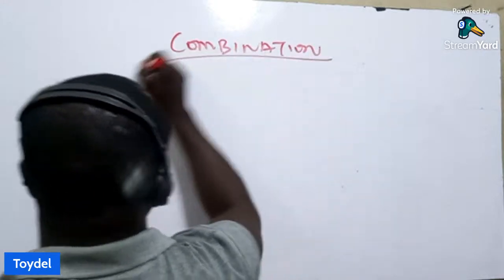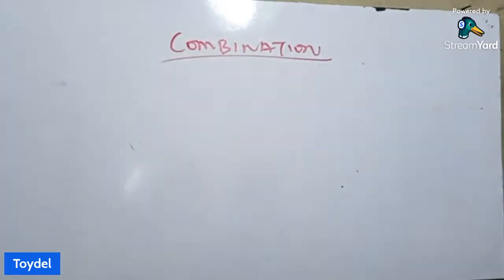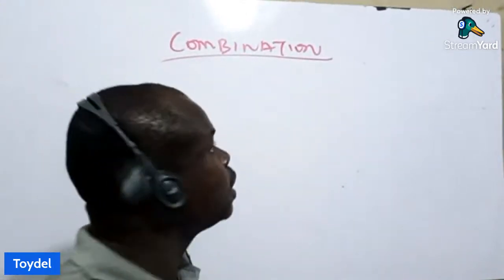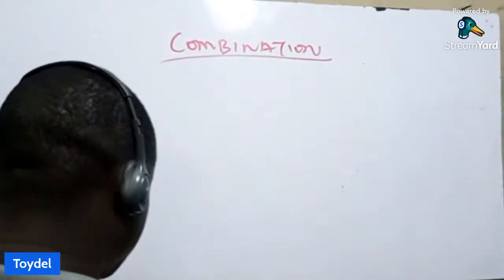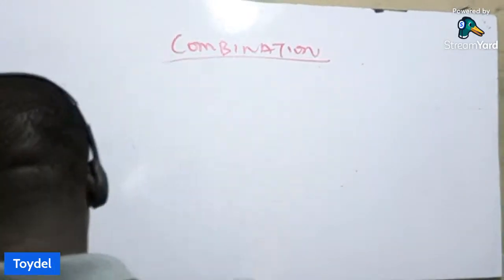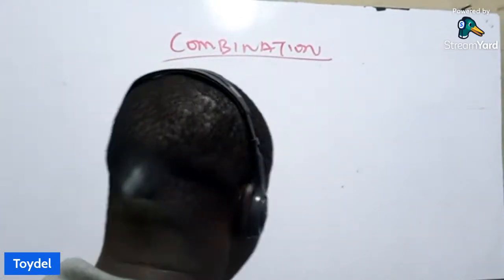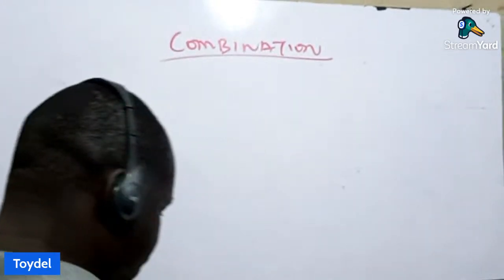Combination. So the topic is permutation and combination. So what is combination? Combination is the arrangement of objects in which order is not taken into consideration. That is, under permutation, order is taken into consideration, it is key. But under combination, order is not taken into consideration. Another word for that is selection. Under combination, we only select, so we are less concerned about the order of arrangement.